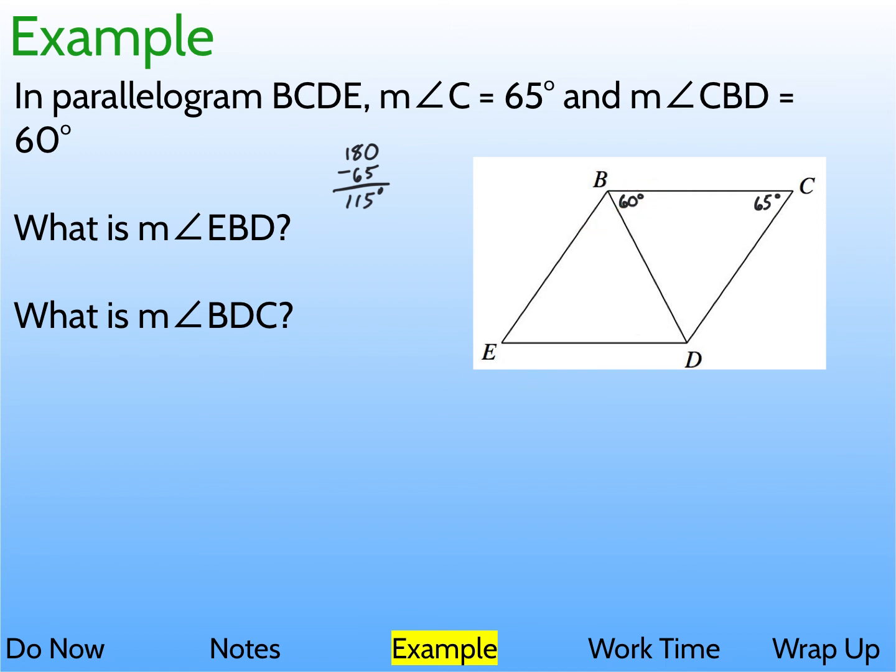Well, we already have 60. So you can just do 115 minus 60, and you get 55 degrees. So that right there is the measure of angle EBD. Cool. And now we have to find the measure of angle BDC right here. Well, since we know that the opposite sides are parallel, that would mean that these two angles are alternate interior angles. And when the lines are parallel, the alternate interior angles are congruent, meaning that that's also 55 degrees.